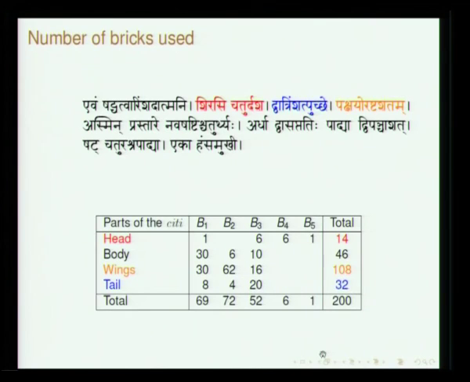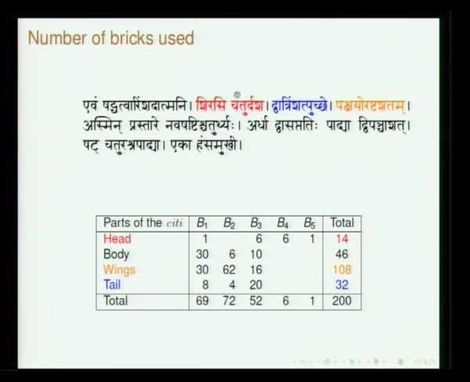The total number of bricks, as I was mentioning, should be 200. This is the constraint. The head will have 14 bricks, body 46 bricks, wings 108, tail 32, the total. These are the 5 types of bricks. All that has been very clearly stated in the sutras. Shirasi Chaturdasha, 14. Dvat Trimshat Puchhe, so 32 tiles will go in creating the tail. Pakshayoho Ashtashatam, 108. All that has been stated.